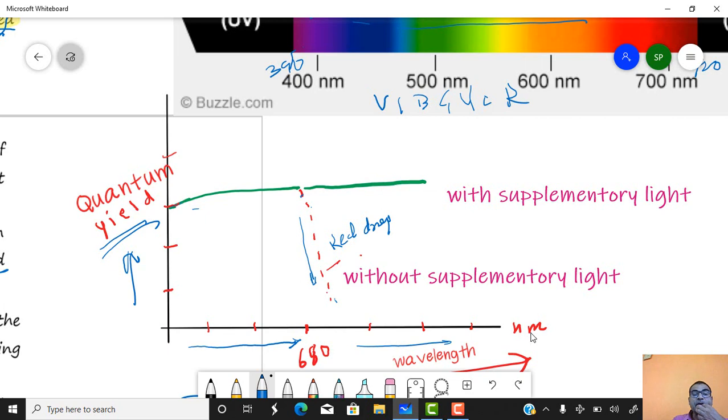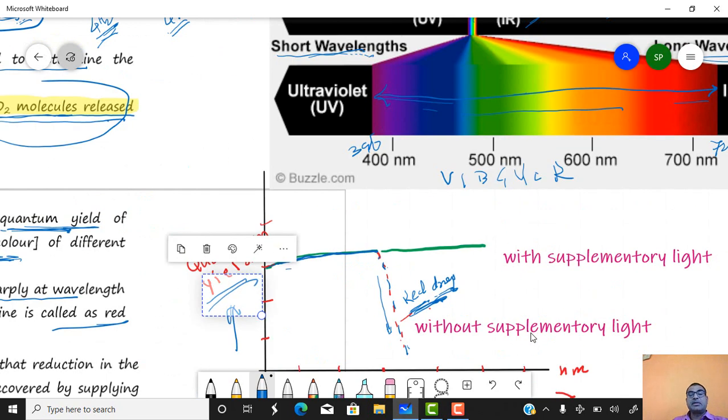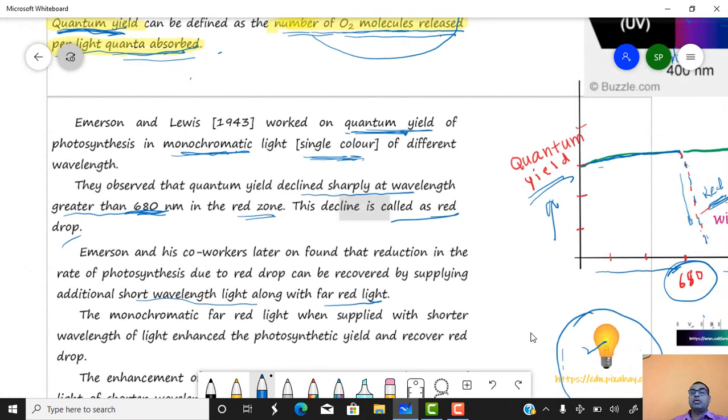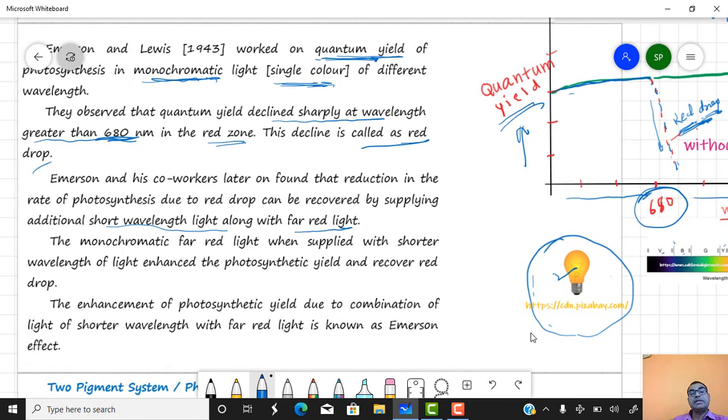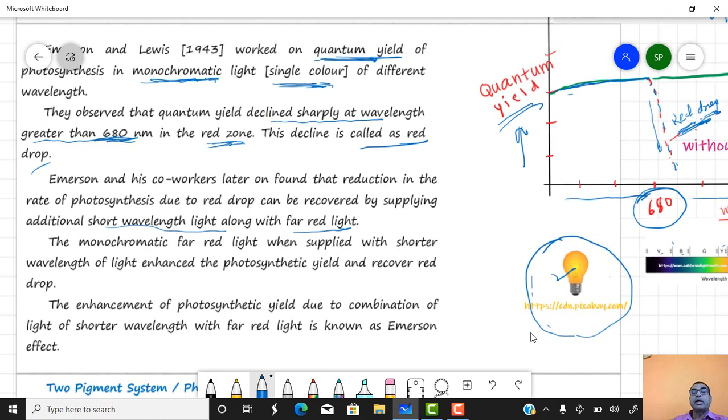Up to 680, the quantum yield is continuous, but after 680 nm, the quantum yield declines suddenly in the red zone. At 680 nm, the red color is present, and as this quantum yield decline occurs in the red zone, it is called the red drop. So Emerson and Lewis were working on the quantum yield of photosynthesis in monochromatic light of different wavelengths. They observed that quantum yield declined sharply at a wavelength greater than 680 nm in the red zone, and this decline is called the red drop.